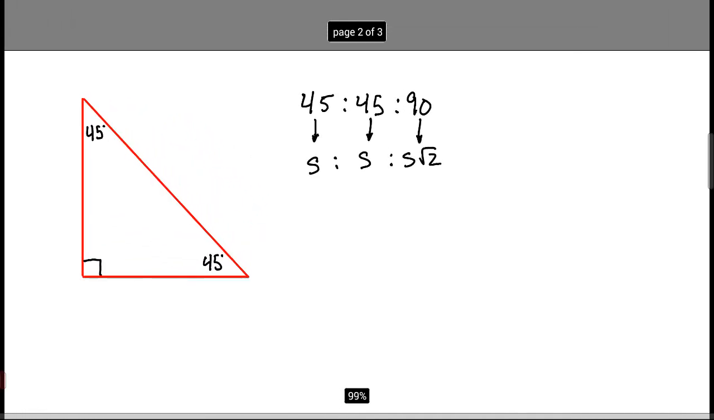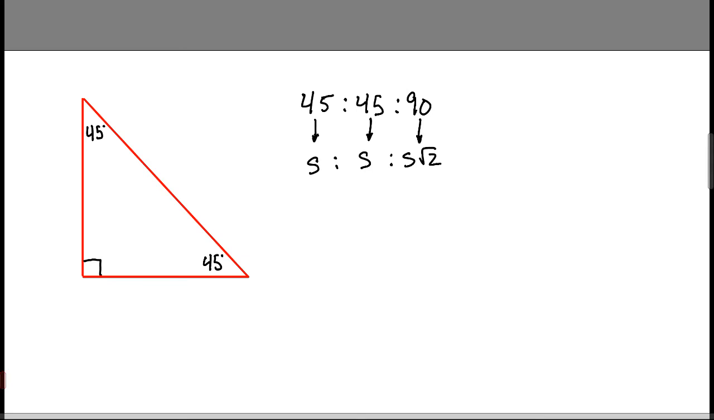45, 45, 90. So these are pretty easy because this is an isosceles triangle, which means that the two legs have to be the same, which is why these are the same here. This is an S for side. A lot of people use x root 2. The only problem is when you're dealing with a particular problem on an exam and they got x's in there, everything gets mixed up. So I like to keep everything separate. It's called an S.